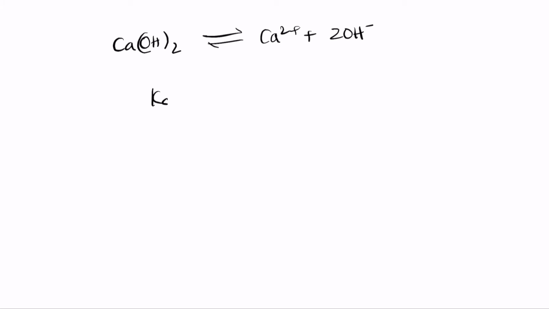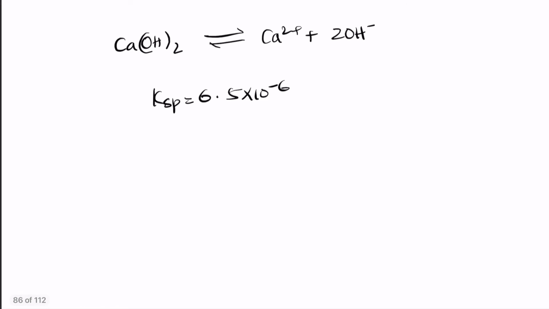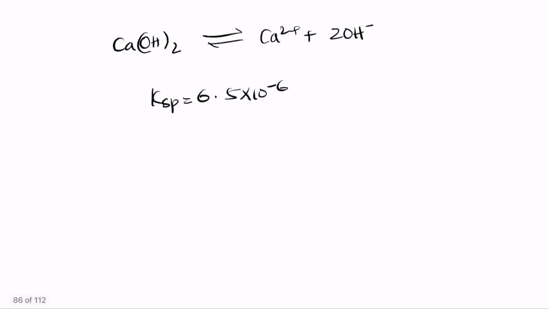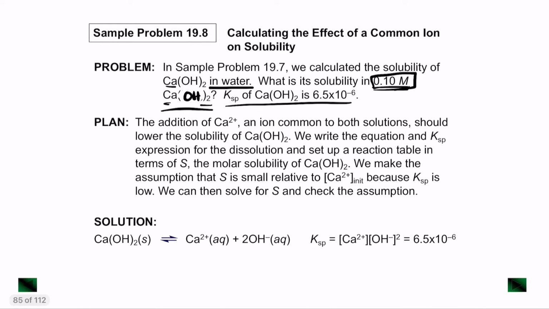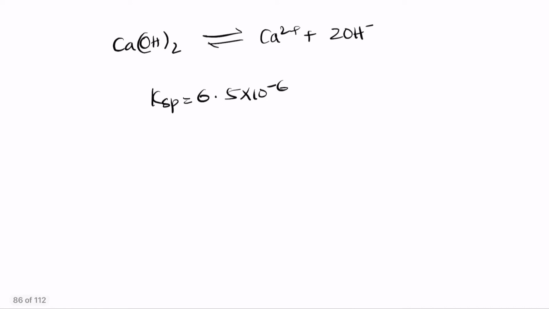So we have the Ksp value, which is given, 6.5 times 10 to the power negative 6. We have already started with a solution which has 0.10 M Ca(OH)2, so the solubility is already given here, which is 0.10 M. Because Ca(OH)2 is a completely dissolvable salt, the Ca2+ concentration becomes 0.10 M. So this is the initial concentration of Ca2+.